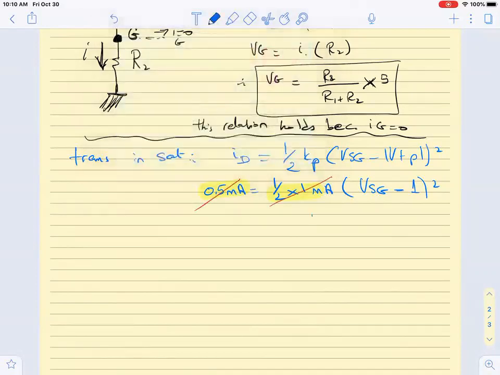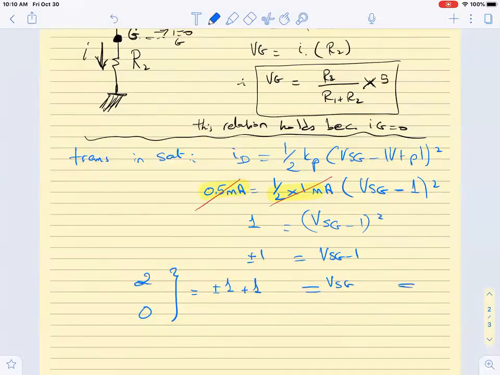And then I will end up with VSG minus 1, all squared, equal to 1, which means that VSG minus 1 is plus or minus 1. So this means that VSG is plus or minus 1 plus 1, which means it is equal to either 2 or 0. Which one do I pick? The 0 or the 2?